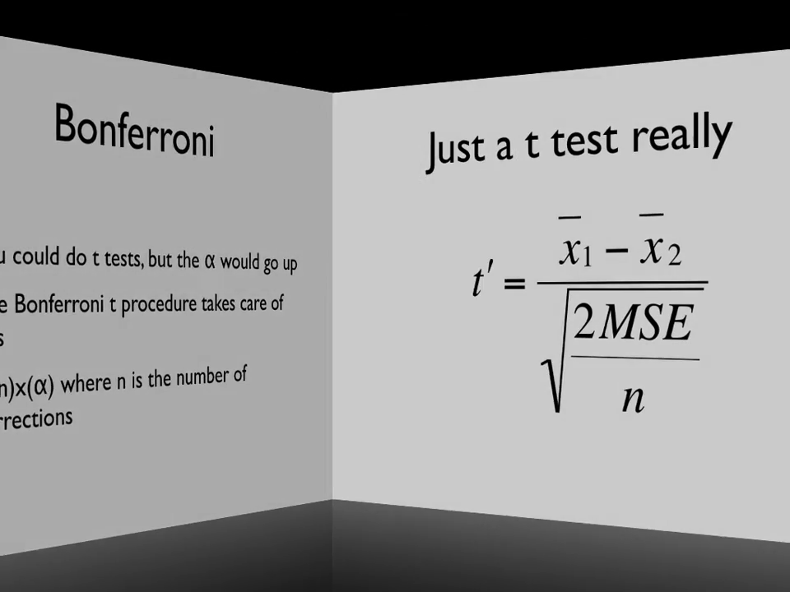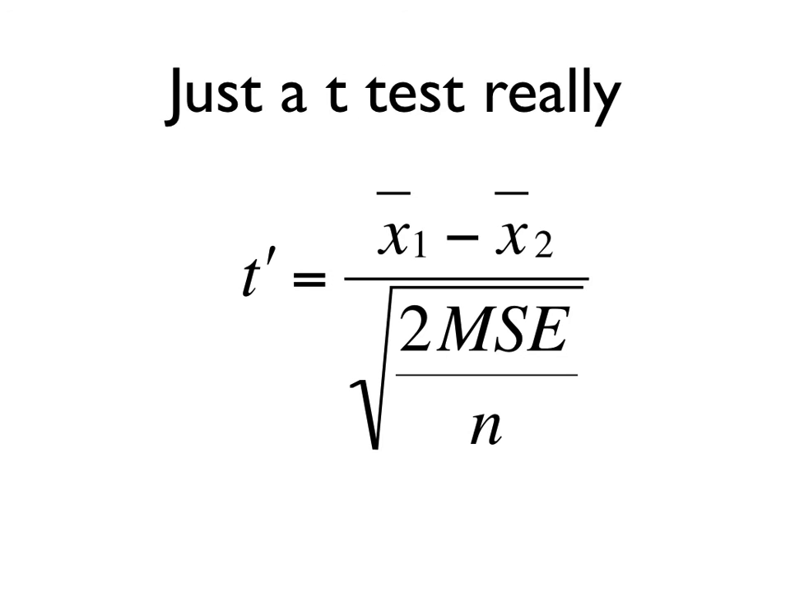Okay? So it's just a t-test. It's called t prime. That's what the little thing is there. And it's just x bar 1 minus x bar 2 divided by the square root of 2 times mean squared error over n. And why is it 2? Well, remember when you add two variances together? If we were doing a two-group t-test, we'd have s squared sub 1 over n1 plus s squared sub 2 over n2. That's all we've done here.